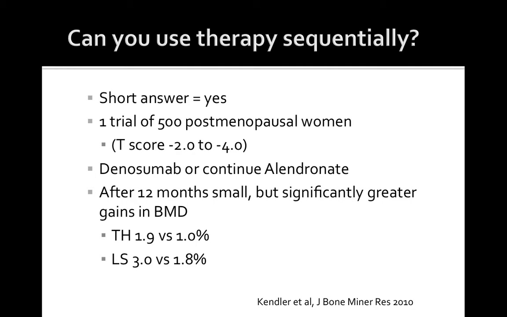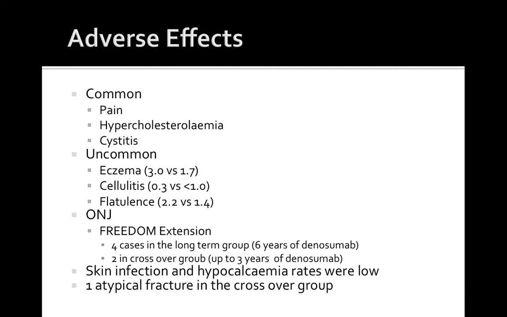And after 12 months, there was more significant gains than if you continue with alendronate, so that's quite encouraging as well. Coming now to adverse effects from denosumab. So the common things are pain, hypercholesterolemia, and cystitis. And these come from basically the Amgen reported side effects. The uncommon things, but are more common, are eczema seemed to be worse with denosumab. Cellulitis was also worse with very low levels. And flatulence was a low level, but managed to make the list.